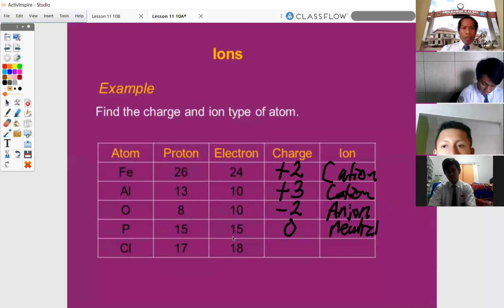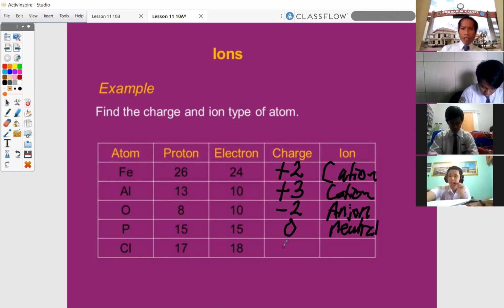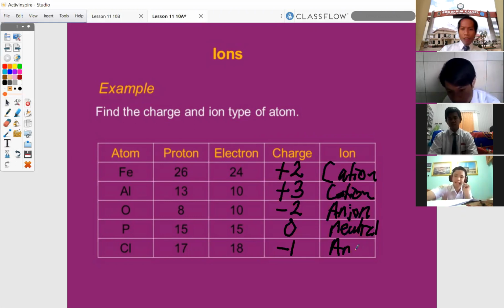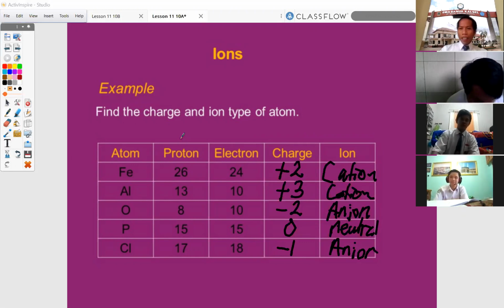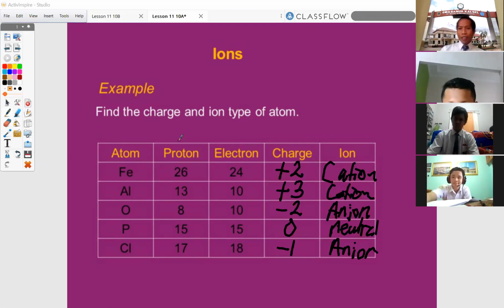Okay, and the last one, zinc. What is the charge here, zinc? Mister. Yes. Okay. The charge is -1, and then the ion is anion. Yes, this is. Yes, thank you, sir. Okay. Is it clear? Everybody, do you understand? Good. Okay, let's move on.